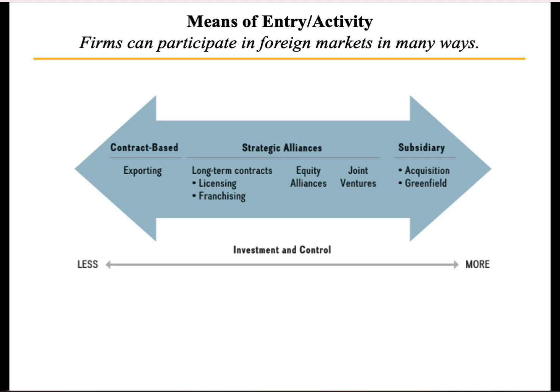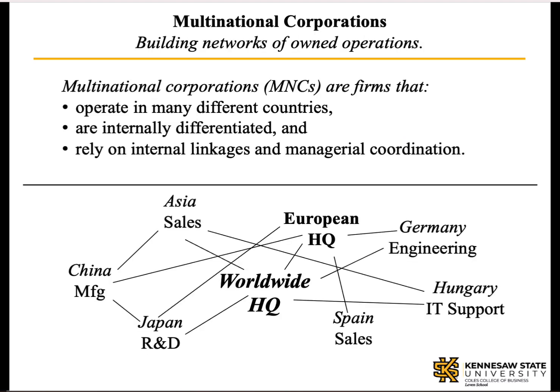By that I mean that a single firm could use more than one means of entry into a country. For example, using exporting to sell products in small countries, wholly owned subsidiaries for sales in large countries, and perhaps a joint venture for manufacturing in a low-cost country. Because of the differences among countries, as highlighted by the CAGE framework, firms get very creative when designing their locations around the world. And this leads to multinational corporations.